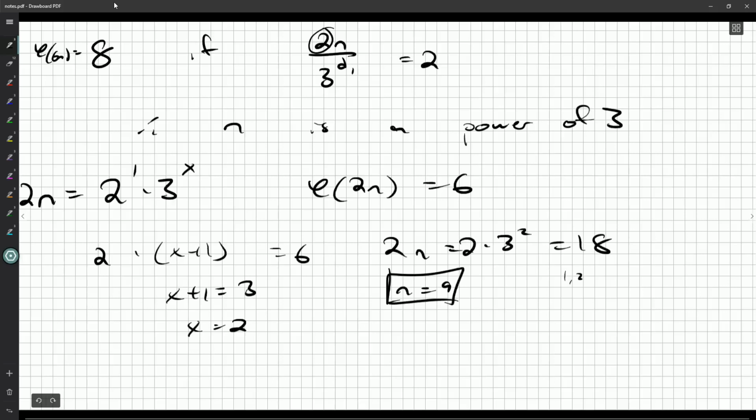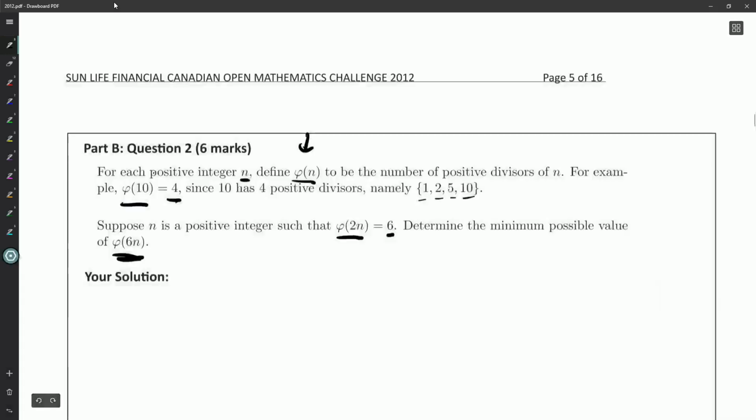So 18 has 3 factors. And then if I multiply it by 3 again, 54, I should get the smallest number with 8 factors. So what would that be? That would be 2 times 3 to the 3, and then 1 plus 1 times 3 plus 1 is going to give me 8, and we didn't want the n's, we just wanted the smallest. So to determine the minimum possible value, the answer is going to be 8.